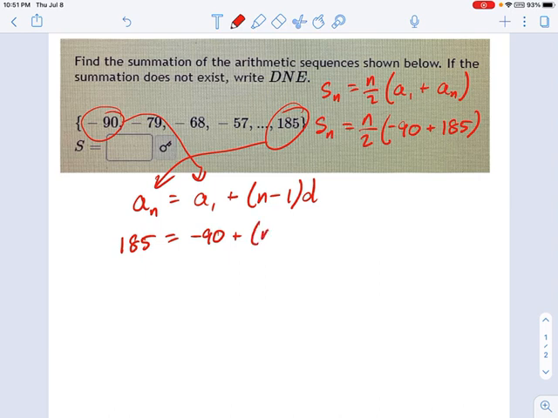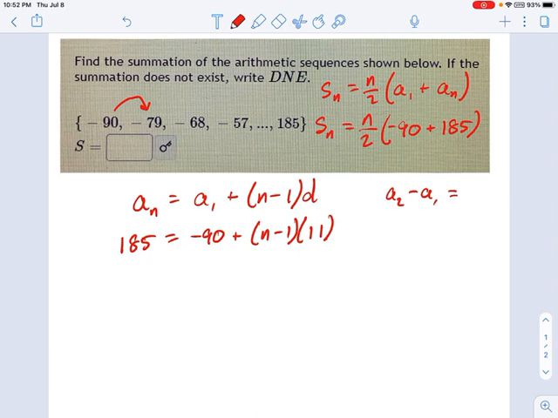And I don't know what n is, but we have a number of jumps here, and each jump is of this size. That's a good question. How big are the jumps? So take a look here, see if you can figure it out. We're going from negative 90 to negative 79. It looks like a jump in the positive direction. It's getting more positive. That looks like 11 to me. If you want, you could say negative 79 minus negative 90, right? a2 minus a1 equals d, if you want a formula way of doing it. But it comes out to 11.